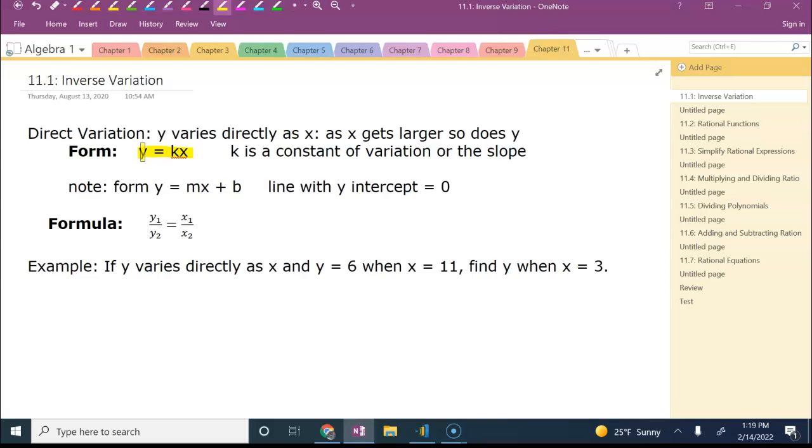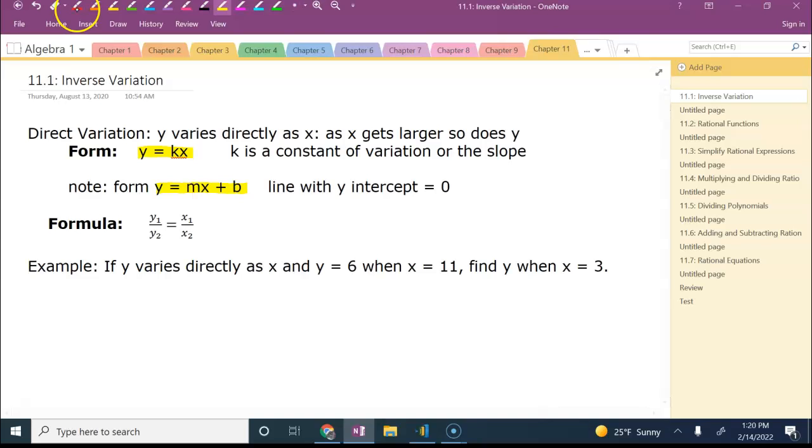Back in chapter 4 when we talked about slope for the first time, we saw a direct variation when we were graphing things like y equals 2x or y equals negative 4x. It's very similar to the form y equals mx plus b, where we have a y-intercept of 0. So these graphs go through the origin, through (0, 0). And your slope, m, is taking the place of that k for right now when we're talking about these constants. So k is the same idea as slope. Let's take a look at an example.